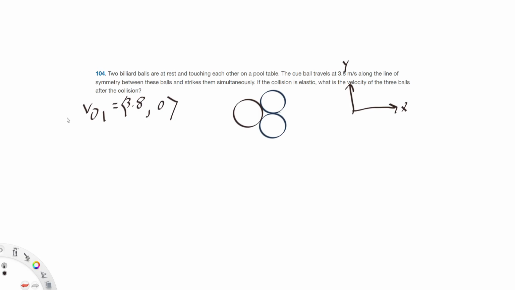We would like to know what is the final velocity of all three balls. So first we have to do a little bit of geometry. So all three balls are the same size despite what I've drawn. It's a radius there, a radius there, a radius there.